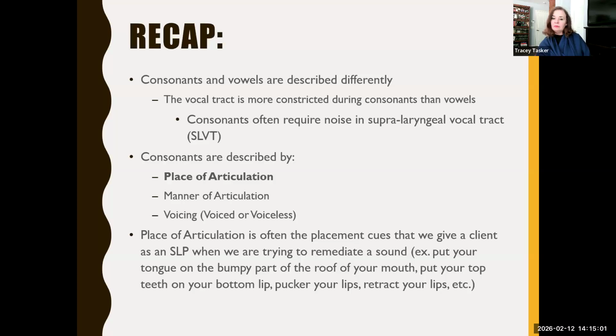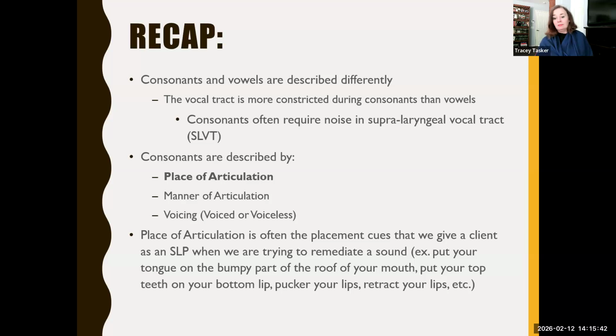Often we're talking about place of articulation as speech therapists. This is where we're really giving placement cues for children to help create the sounds correctly. So we may tell them, put your tongue on the bumpy part of the roof of your mouth. So telling them to put their tongue on their alveolar ridge to make a sound that is in the alveolar placement. Or we may say, put your top teeth on your bottom lip, if they're making a sound like f or v, or we may say, pucker your lips if they're making a b or a p sound.